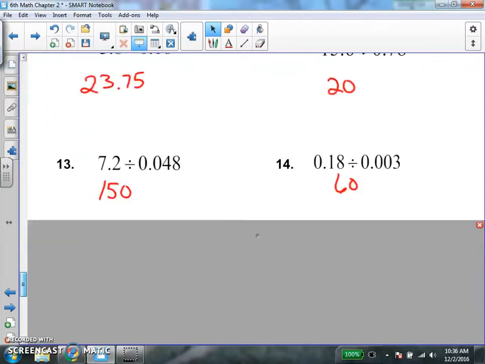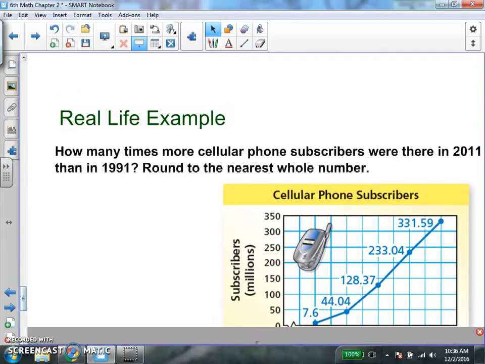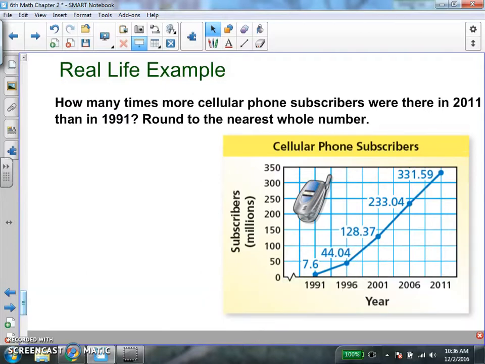Last example for the day is a real life example, and talks a little bit about the history of cell phones and how much they've changed and how many more people now have a cell phone. It seems like almost everybody has one these days. The question says, how many times more cell phone subscribers were there in 2011 than in 1991? And round your answer to the nearest whole number.